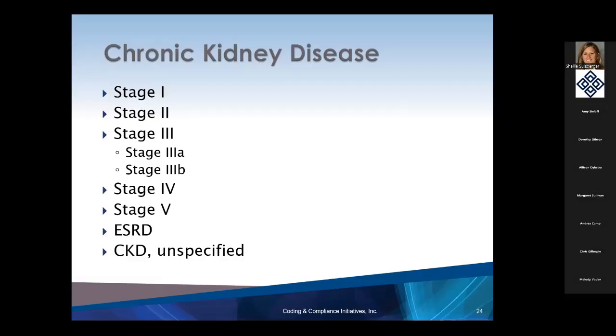One other important fact for all the providers on the call: there is an instructional note for chronic kidney disease that says no matter what stage of chronic kidney disease, if the patient is on dialysis, we always code with N18.6, which links over to end-stage renal disease. So no matter what the stage is, if they're on dialysis, we will go ahead and report N18.6.